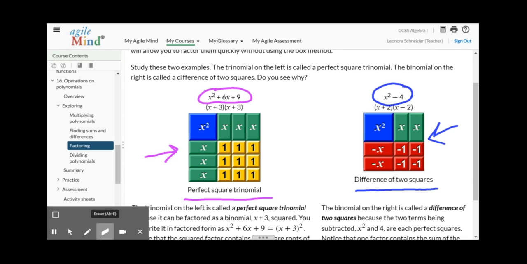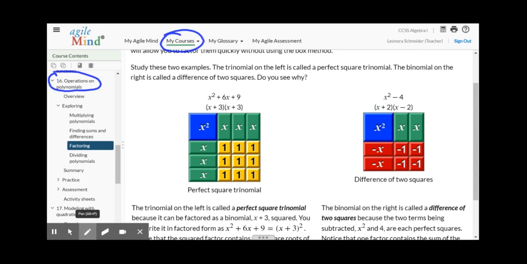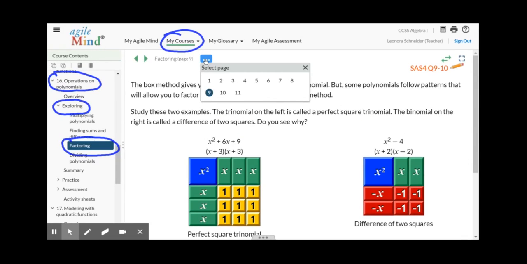If you need to work along with us, to find this page, I am on my courses, chapter 16, exploring, and then go to factoring. And then I am on page 9. I'm on page 9 in Agile Mind.